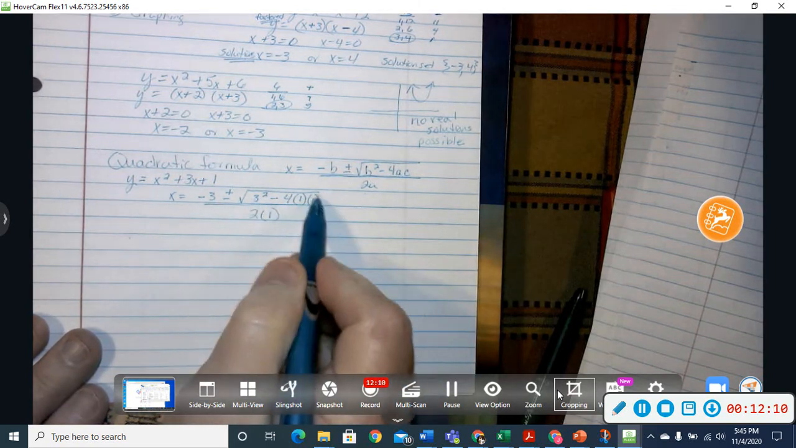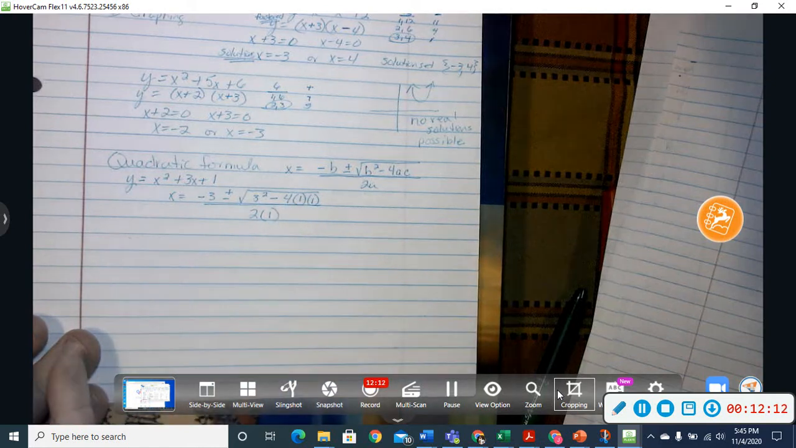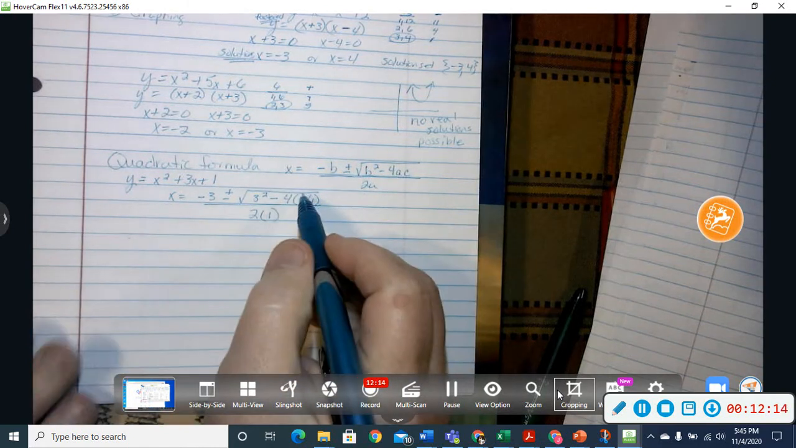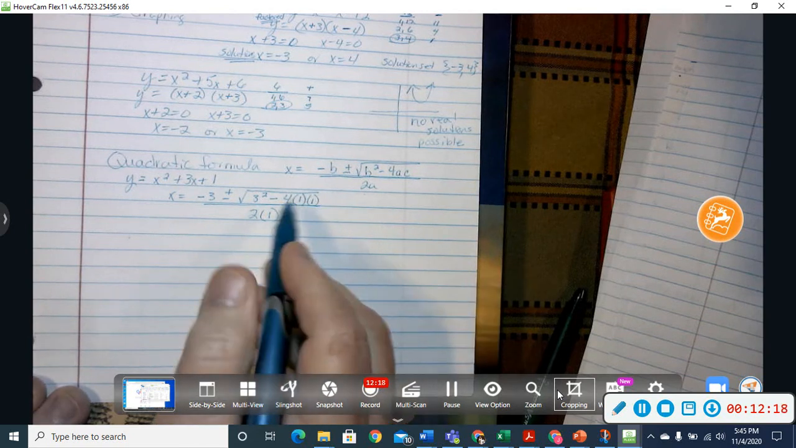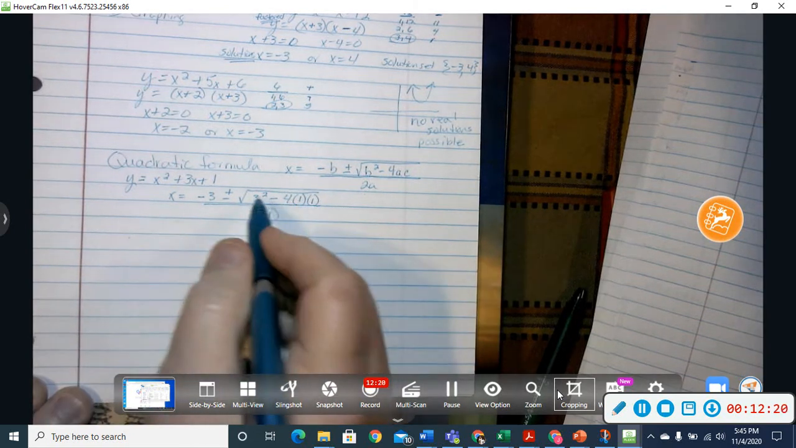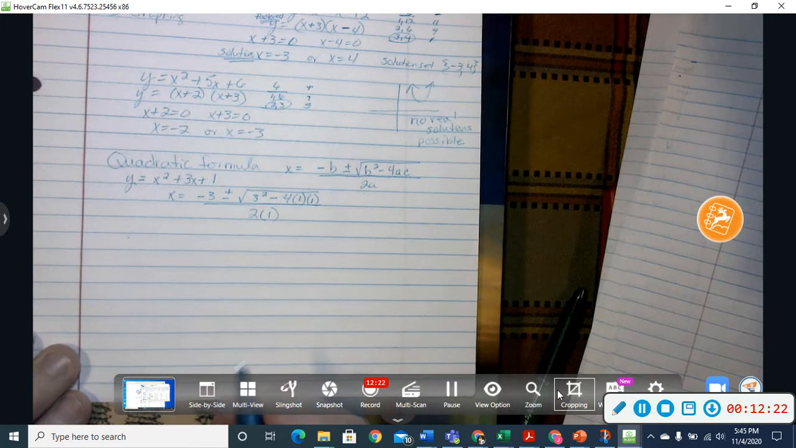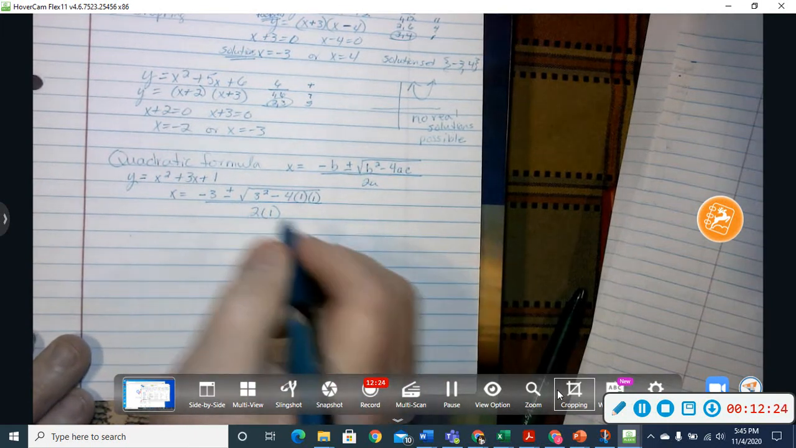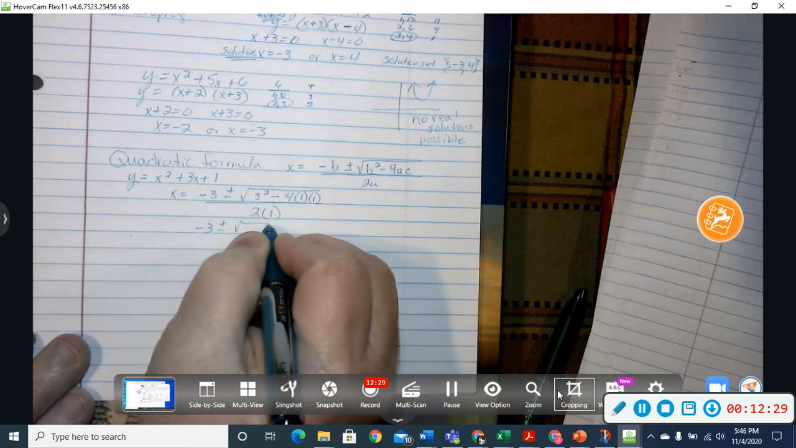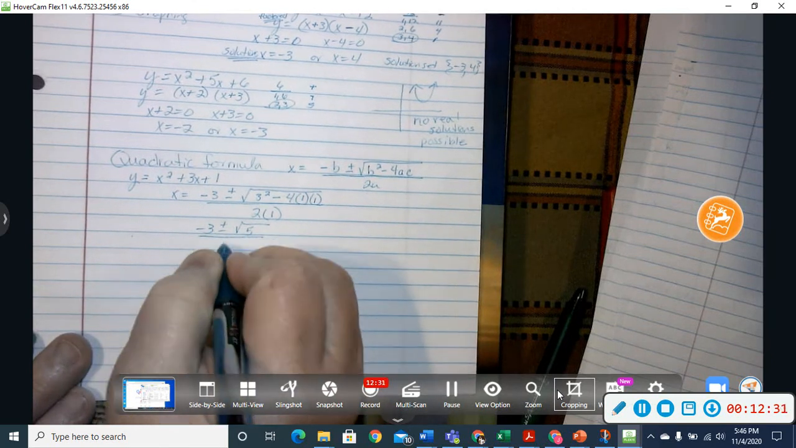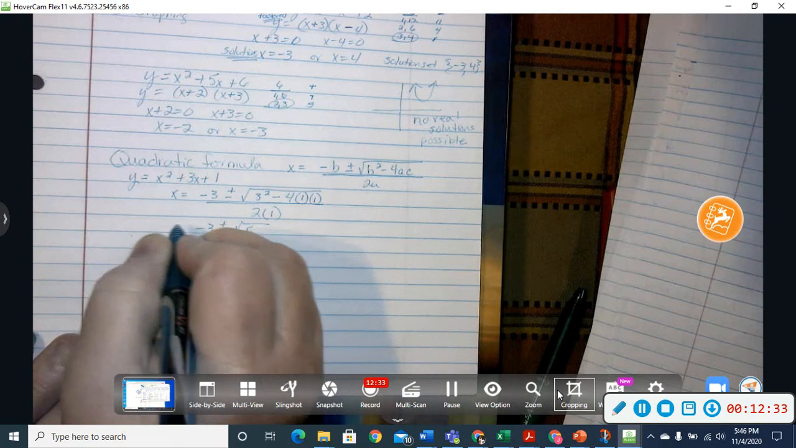Now, I recommend that you simplify under the radical first. So 4 times 1 is 4, and 3 squared is 9. So 9 minus 4 is going to be 5. So we get negative 3 plus or minus the square root of 5 over 2.